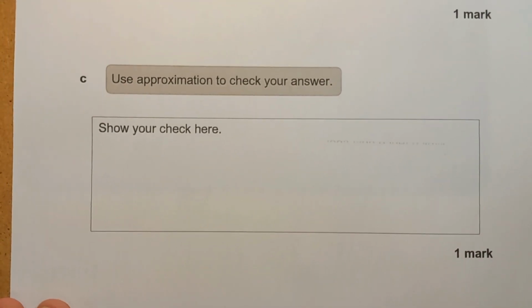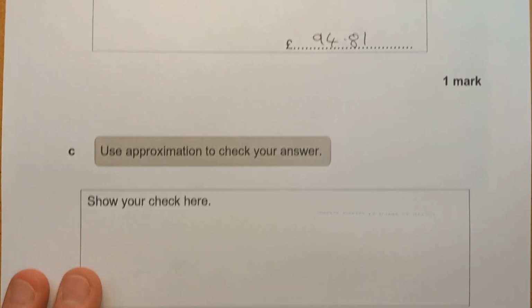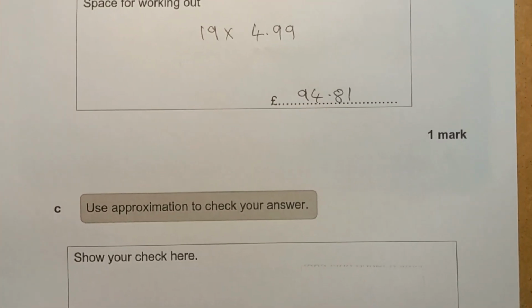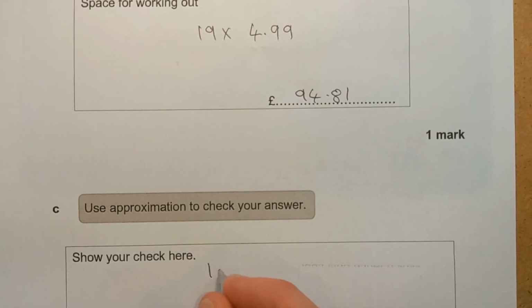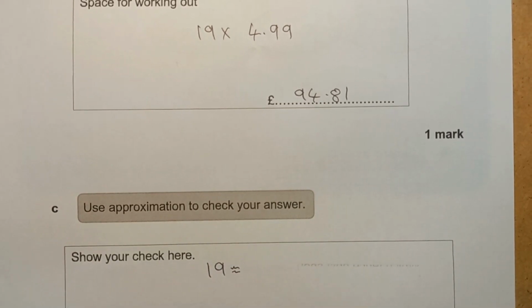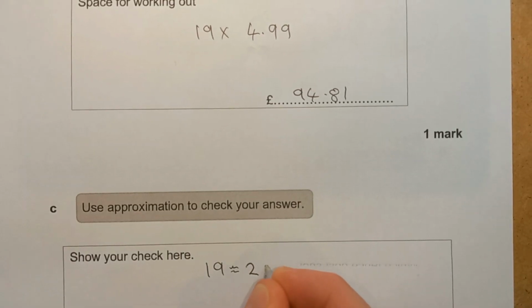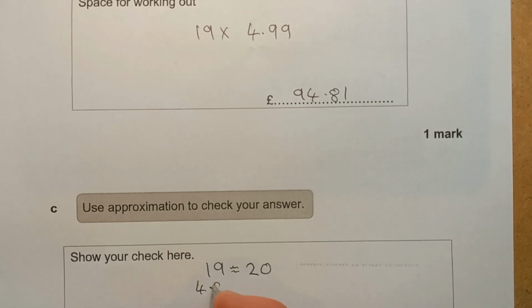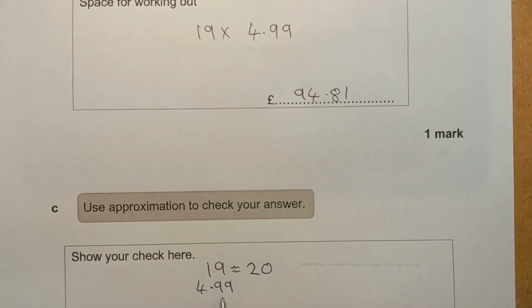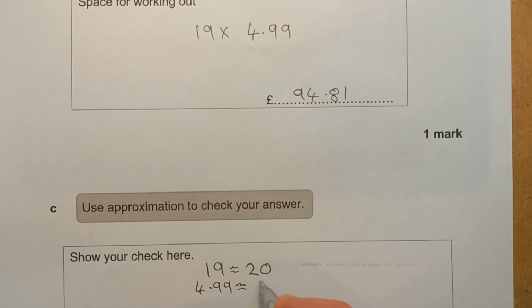Part C says use approximation to check your answer. Alright, approximation. So that means rounding, doing numbers that are close. Well, 19, well, what's that close to? Well, if we think of round numbers like nearest 10, well, I suppose you could have 10. The next multiple of 10 would be 20. Well, 19 is only 1 away from 20, so I'm going to say 19 is approximately equal to 20. What about £4.99? Well, if I just went 1p more, that would be £5.